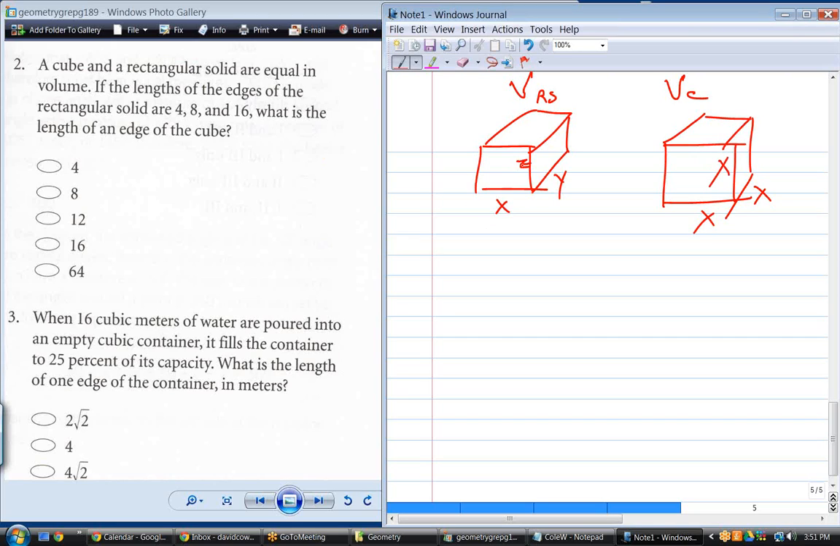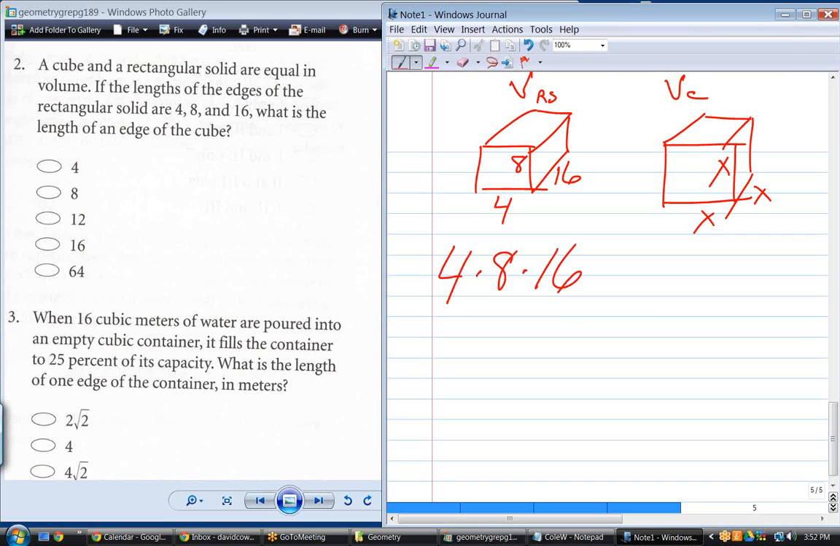Okay, so they give us the three dimensions of the rectangular solid. Let's write them in there. And it's 4, 8, and 16. And the dimensions of the cube is what we're solving for. So first of all, what is the volume of the rectangular solid? How can I get it? Base times length times height. Okay, good. So it's 4 times 8 times 16.